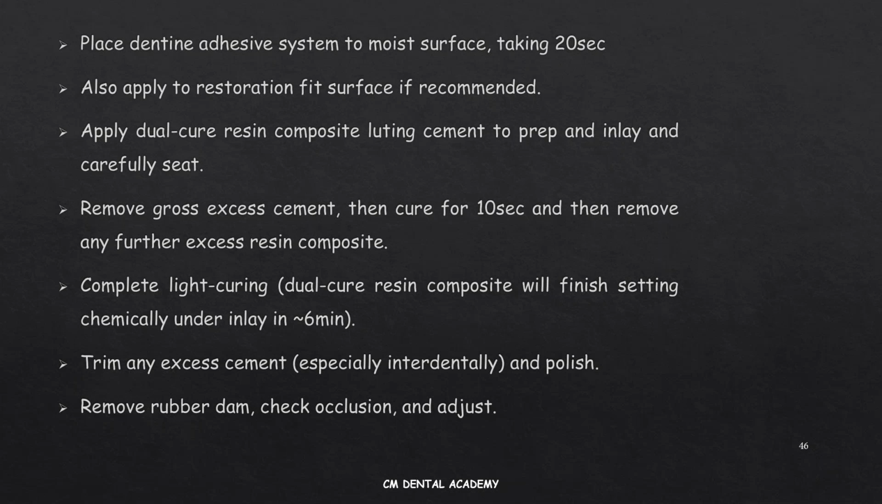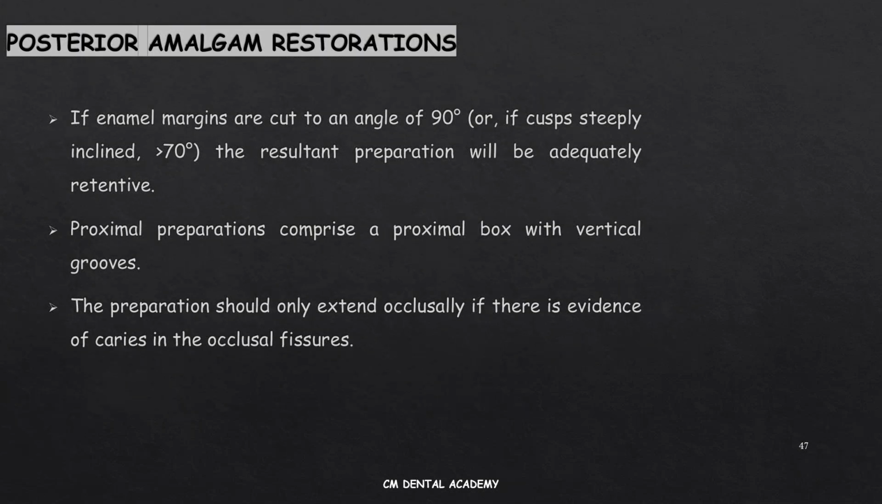These are just the sequence of events to be followed while performing indirect resin composite or porcelain inlays or onlays. In case of posterior amalgam restorations, if enamel margins are cut to an angle of 90 degrees, or if the cusp is steeply inclined more than 70 degrees, the resultant preparation will be adequately retentive. Proximal preparations comprise a proximal box with vertical grooves. The preparation should only extend occlusally if there is evidence of caries in the occlusal fissures.